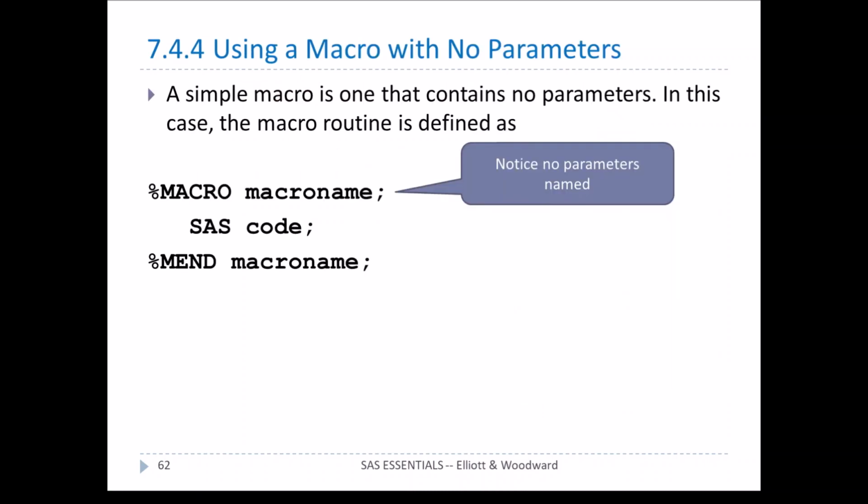All right, let's look at using a macro with no parameters. We saw that the report macro had two parameters, but we actually don't have to have any parameters. We could simply say macro, some macro name, have any SAS code in here, in this case not necessarily containing any macro variables, and then mend to end it. Legitimately, that would be a SAS macro without using any parameters.